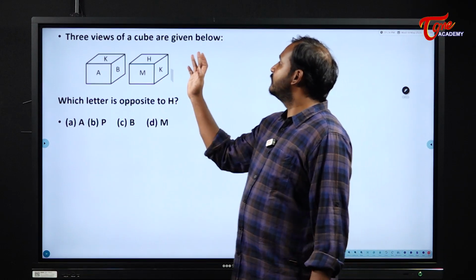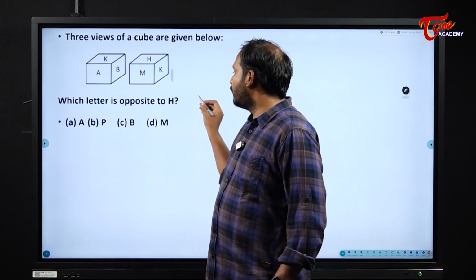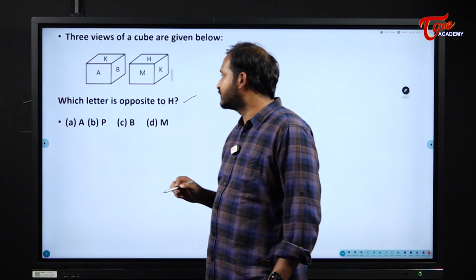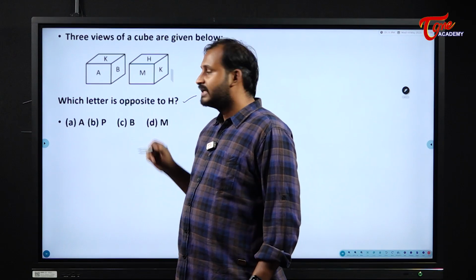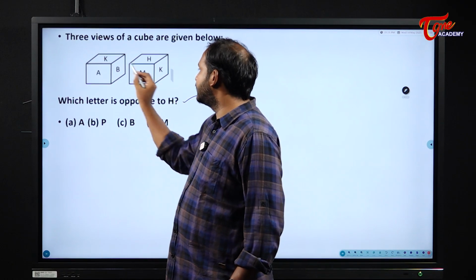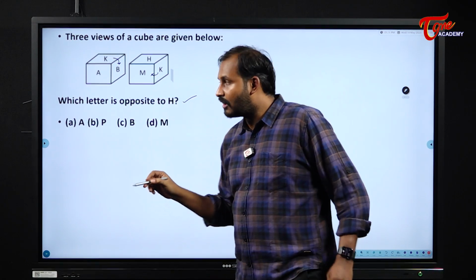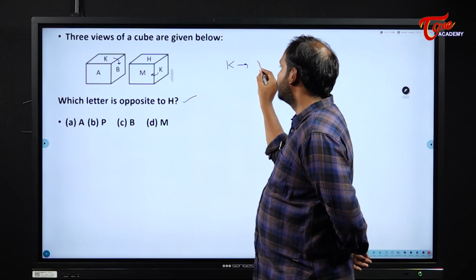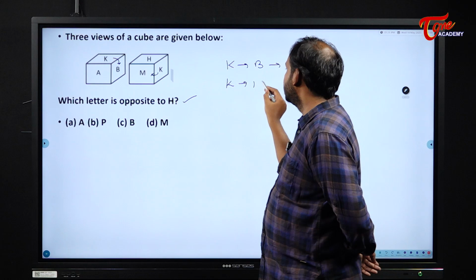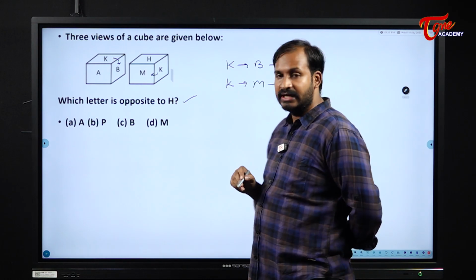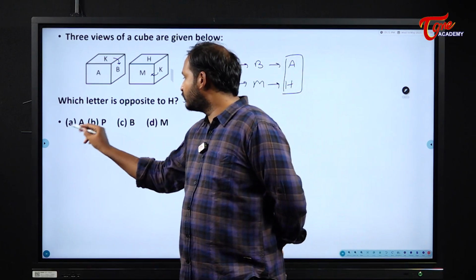See here, 3 views of a cube are given. This is one of the previous year's questions, students. Which letter will be opposite to H? First of all, please check, is there any common alphabet here and here? Yes. The common alphabet is K. So as usual, start moving in clockwise direction from K. After K, in the first one you have B and then A. In the other, after K, you have M, then H, and then H. Which letter will be opposite to H, students? Letter A will be opposite to H.